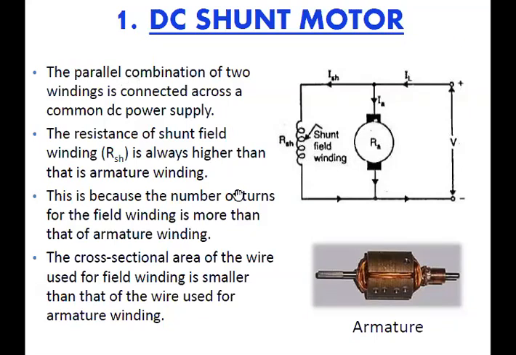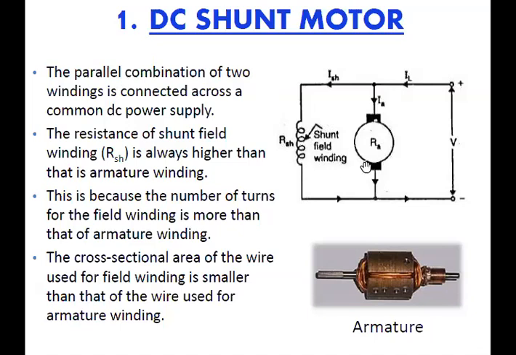So the parallel combination of two windings is connected across a common DC power supply as shown here, and the resistance of this shunt field winding, which is represented by RSH, is higher than the armature winding resistance when coming to the DC shunt motor. And this is because the number of turns for the field winding is more than that of the armature winding.